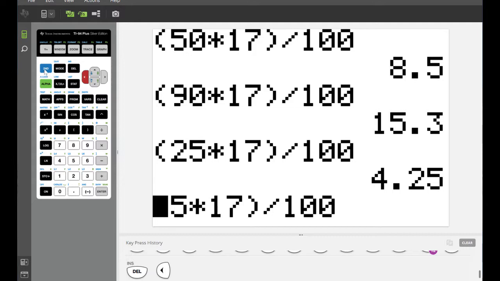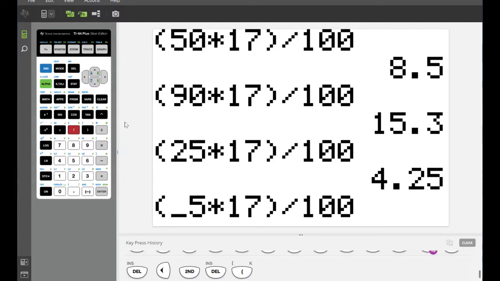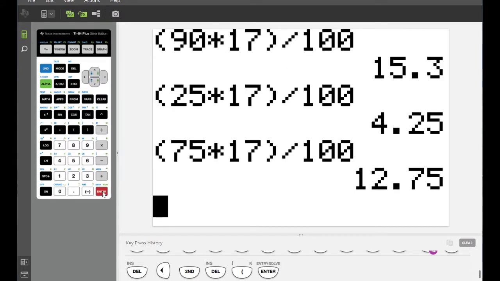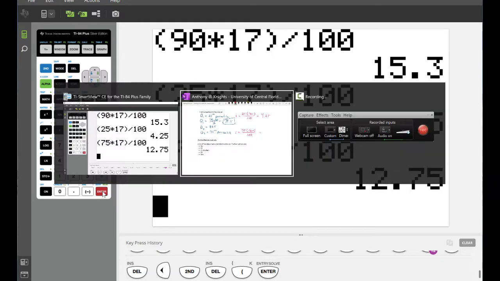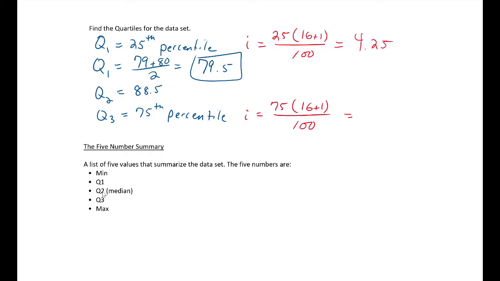All right. Let me insert my parentheses. So 75 times 17 divided by 100. We got 12.75. This is 12.75, which indicates we need to average the 12th and 13th position.